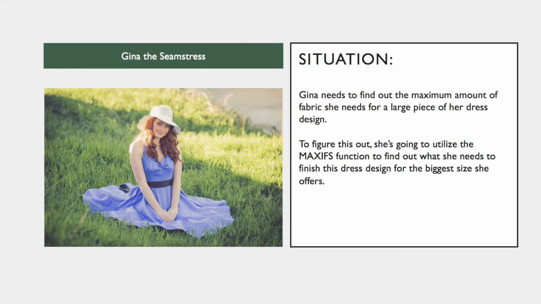Excellennial here with another story-based Excel tutorial, and today we're going to be talking about Gina the Seamstress. Now Gina needs to find out the maximum amount of fabric that she needs for a large piece of her dress design. To figure this out, she's going to utilize the MAXIFS function to figure out what she needs to finish this dress design for the biggest size that she offers in her Etsy shop.